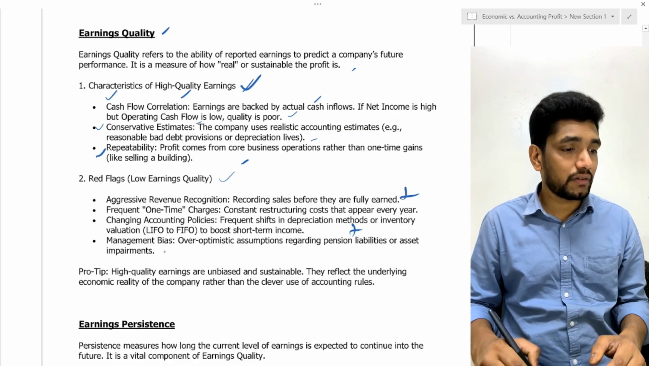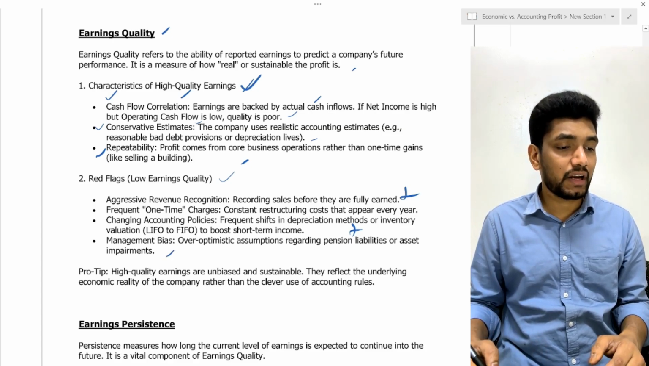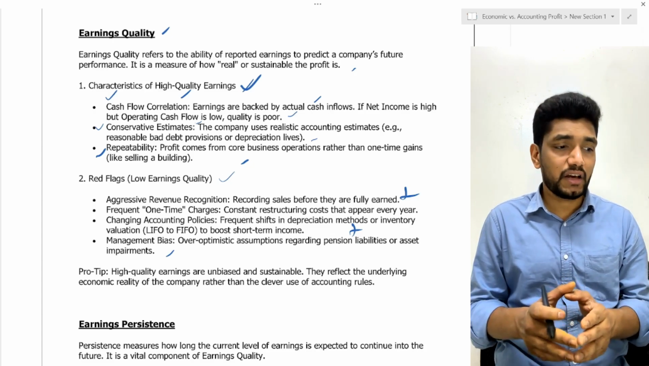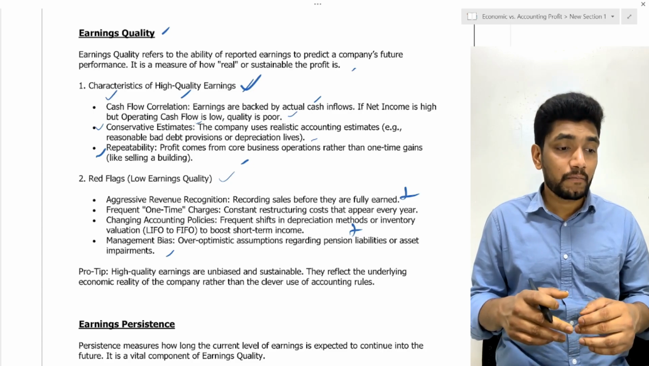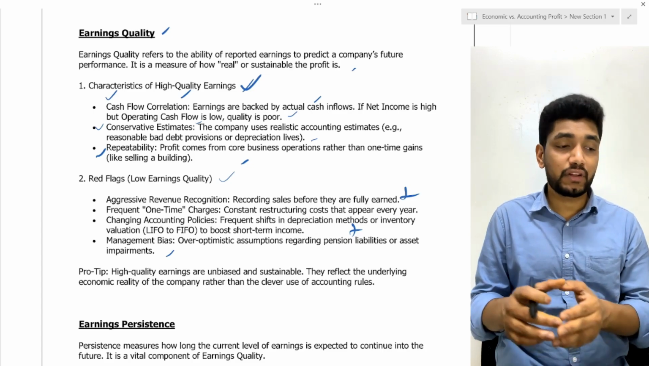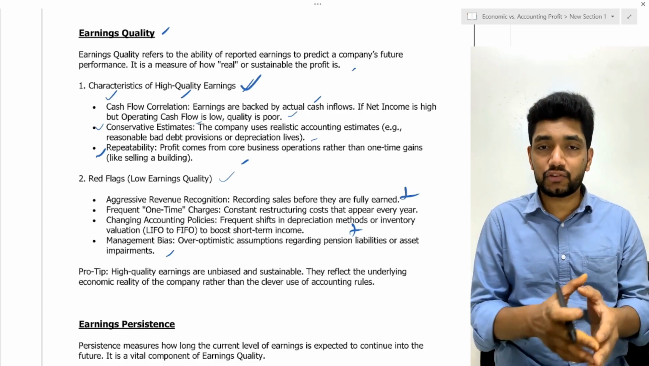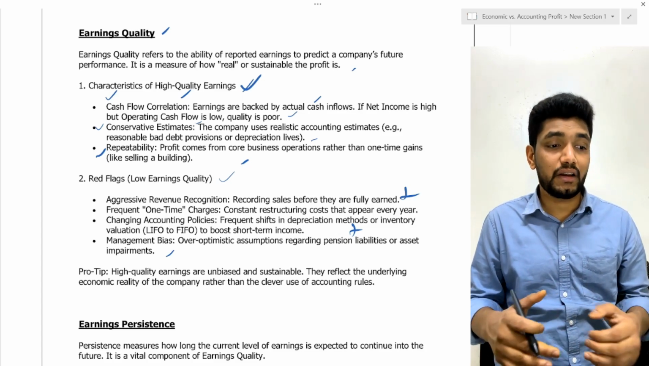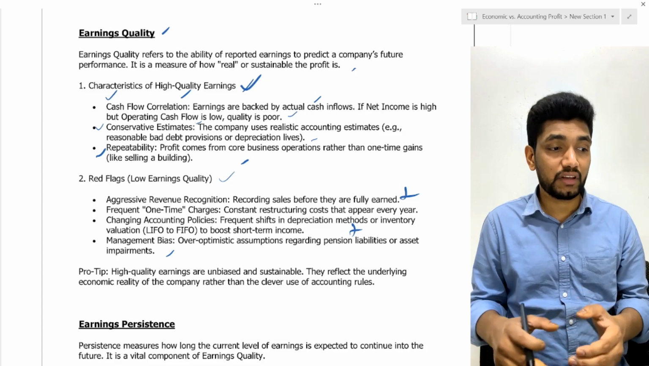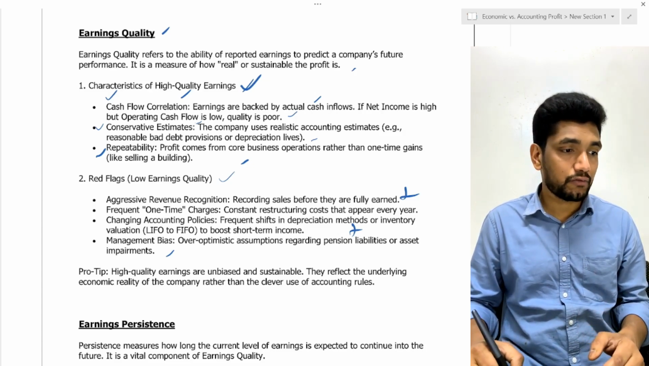Then the management bias. Over-optimistic assumptions regarding pension liability or asset impairment. Again, the management bias on the pension liability or asset impairment. If there is an over-optimistic assumption on these pension liabilities or asset impairment, that can be a red flag for the earning quality.